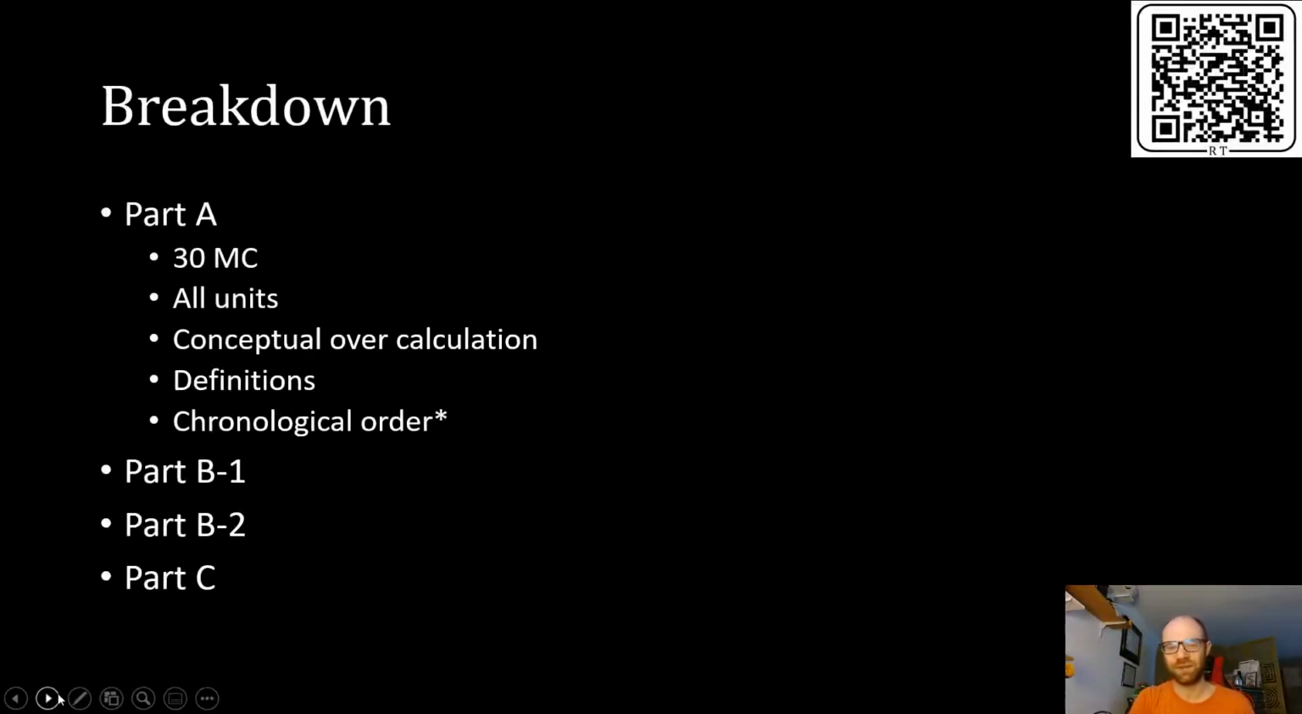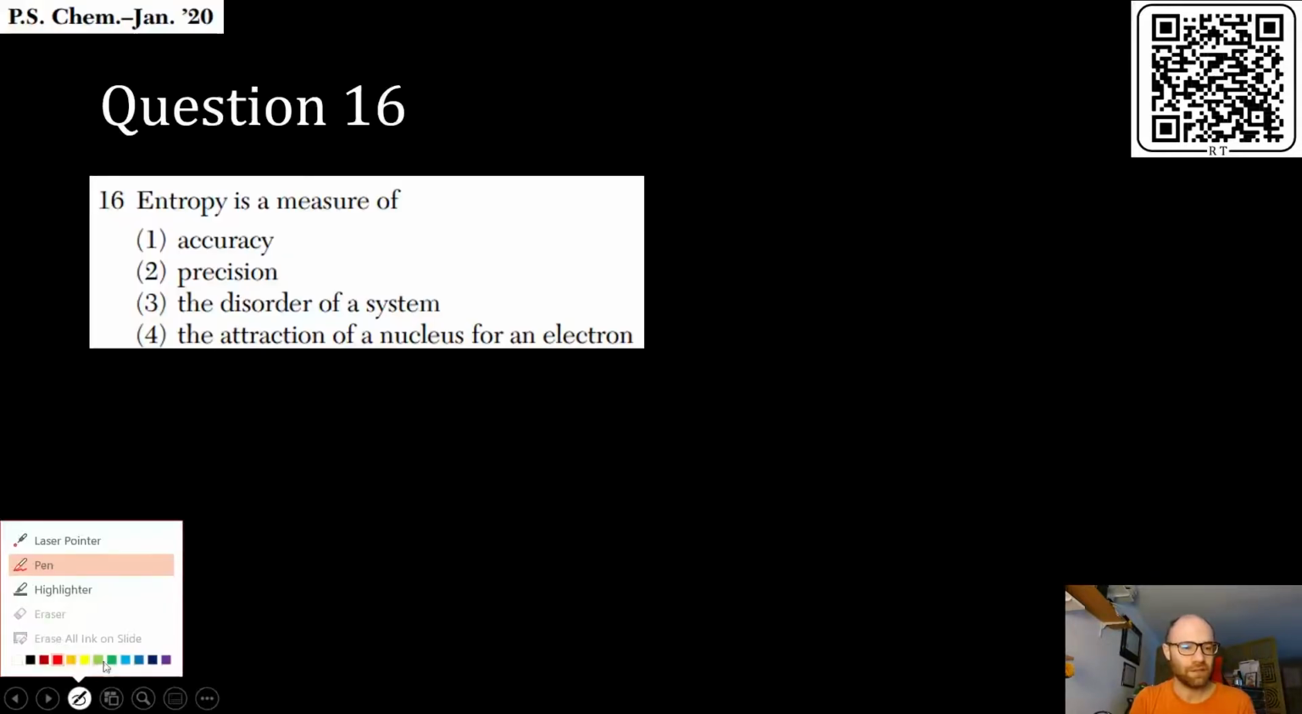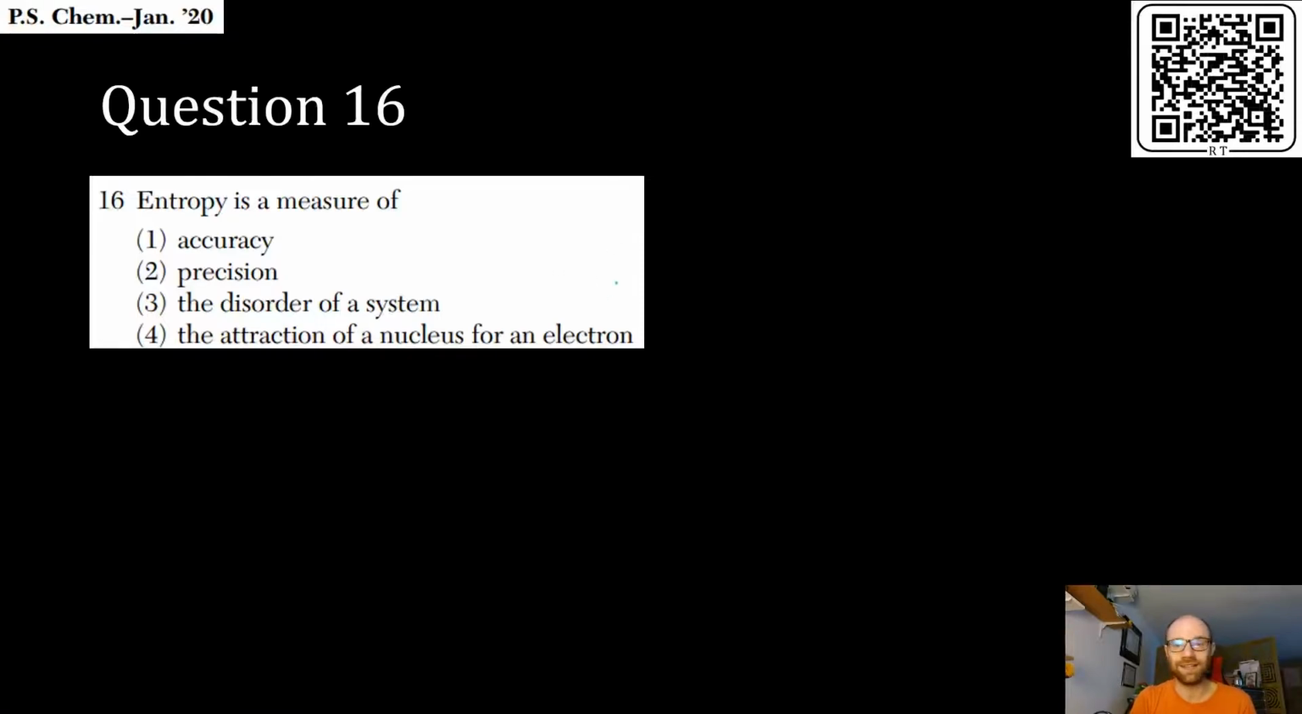In case you're just joining us here, quick breakdown. This is the second half of Part A. This is 16 to 30 on the question numbers. Total of 30 multiple choice questions for the section for the whole year. We are looking more at concepts rather than application and calculation. You're going to be seeing a lot of definitions, and depending on your teacher, this was in the chronological order that you learned it. For this first question, entropy, it's a definition.